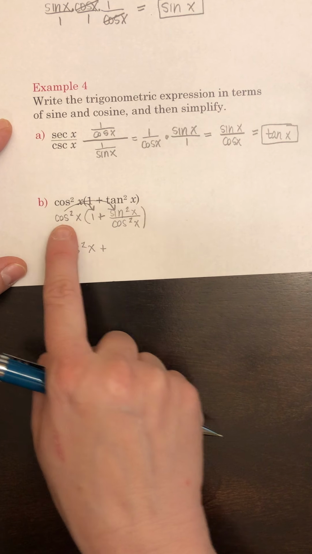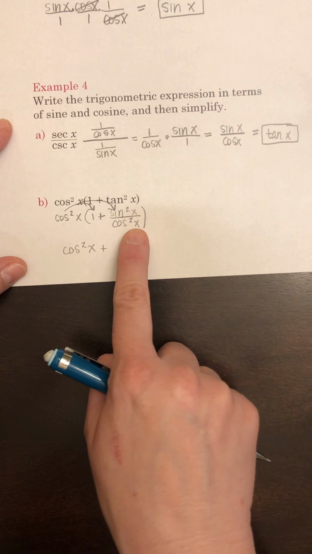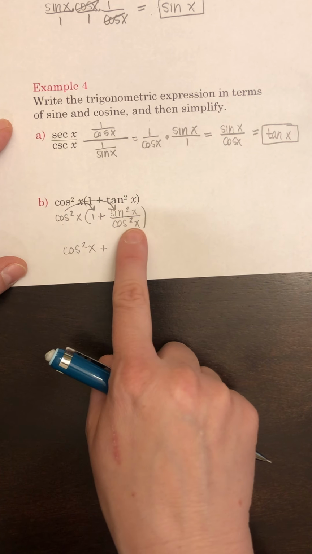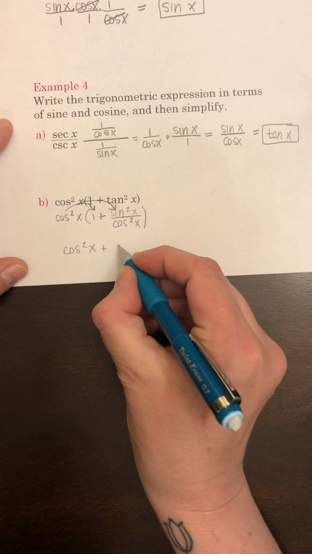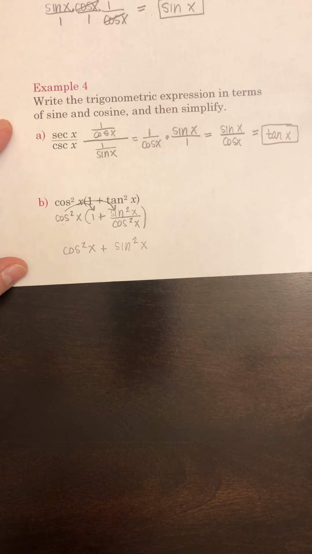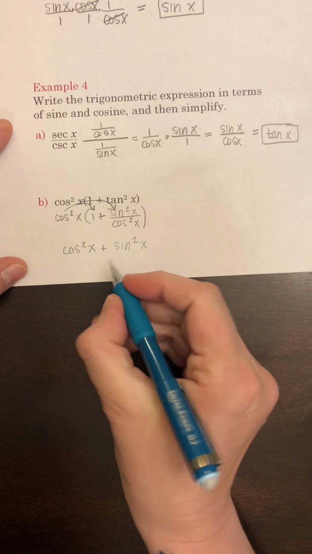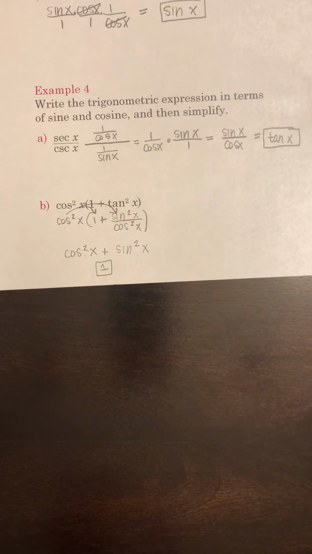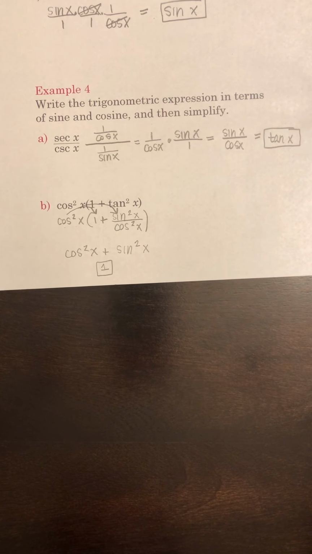You may have guessed that this cosine squared x is going to cancel out with this cosine squared x because this one is in the numerator and this one is in the denominator, and that leaves us with just a sine squared x. And you might recognize this one. Hopefully you do. That turns into a 1. That is that first Pythagorean identity that we learned.